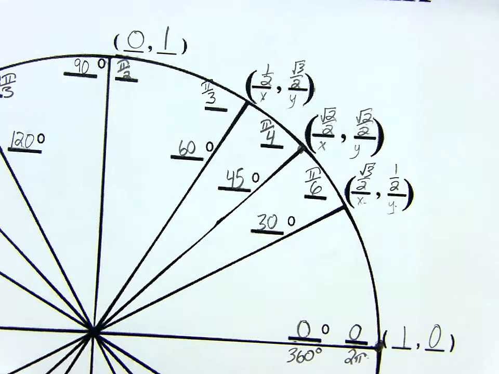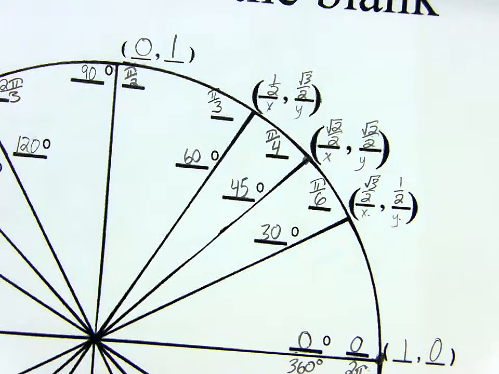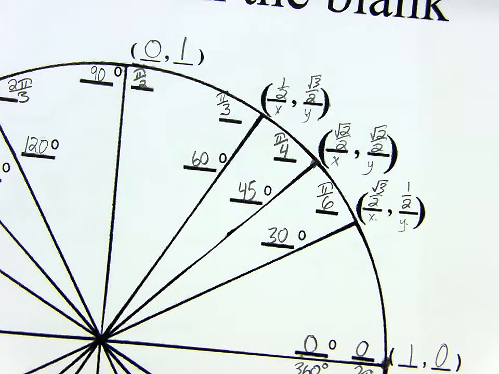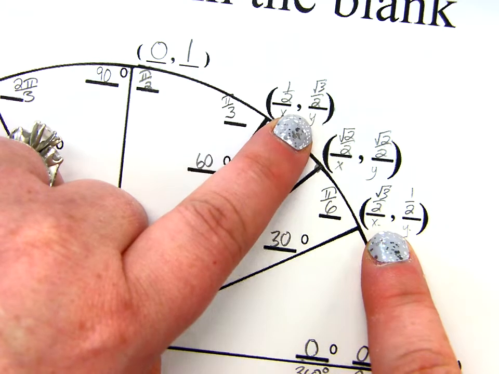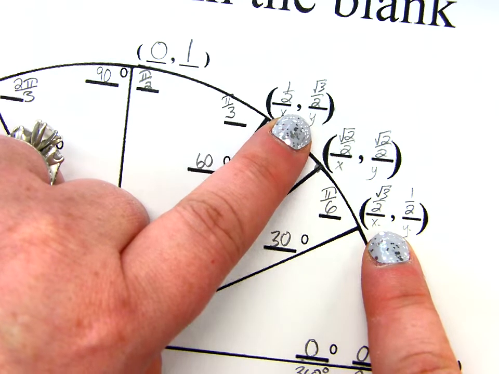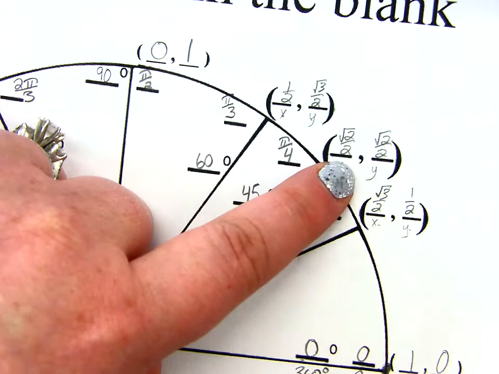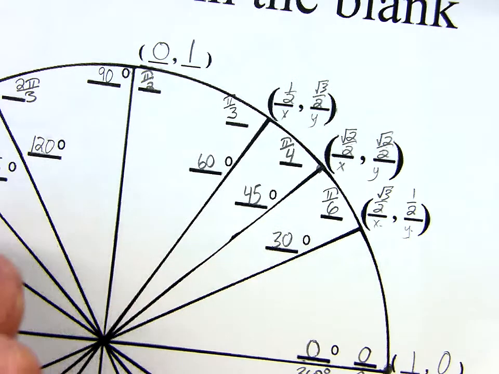Now already in this, maybe you see a pattern. Do you notice some sort of a relationship? They're all over 2. Look at these two. Look at the 30 and the 60. Isn't it the same two values just swapped? Yeah. That's it. And then 45 is just the same.